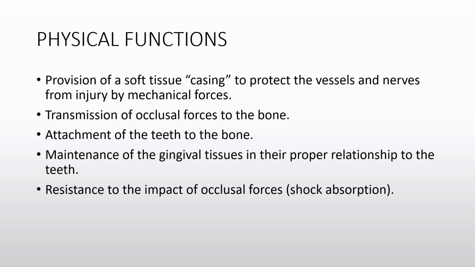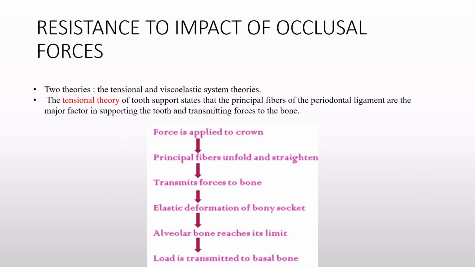Coming to the physical functions, the periodontal ligament provides a soft tissue casing to protect the vessels and the nerves from injury by mechanical forces, the transmission of occlusal forces to the bone, the attachment of teeth to the bone, the maintenance of the gingival tissues in their proper relationship to the teeth, and the resistance to the impact of occlusal forces. That means that it helps in shock absorption.